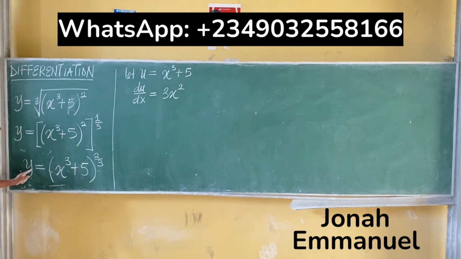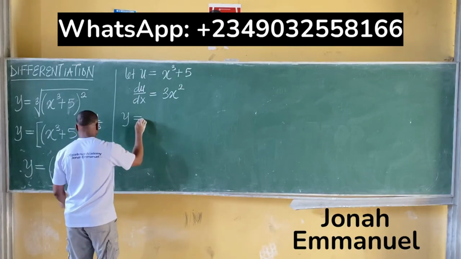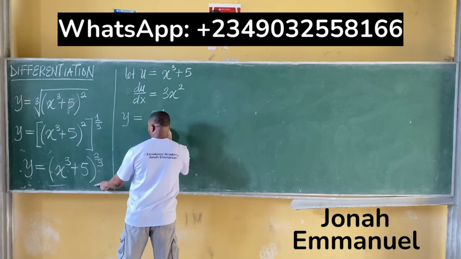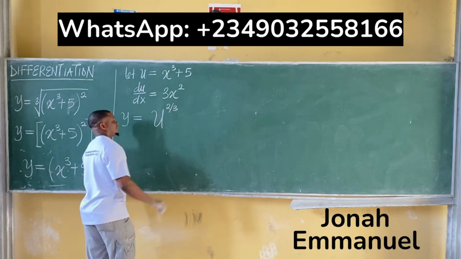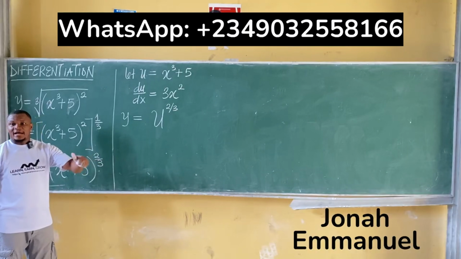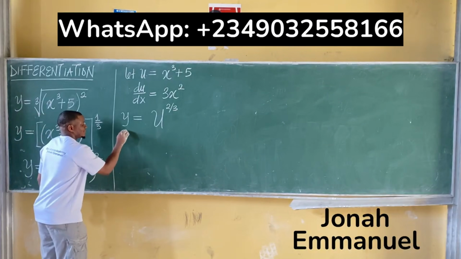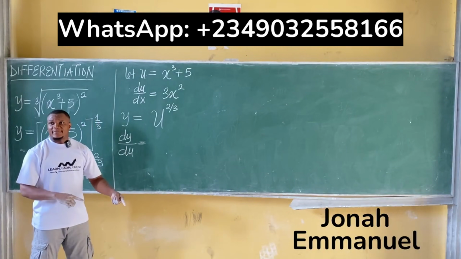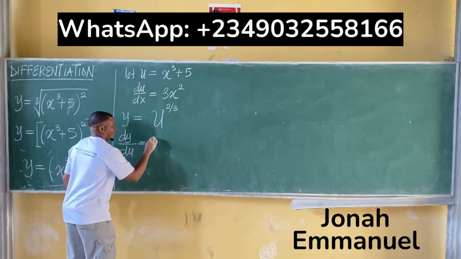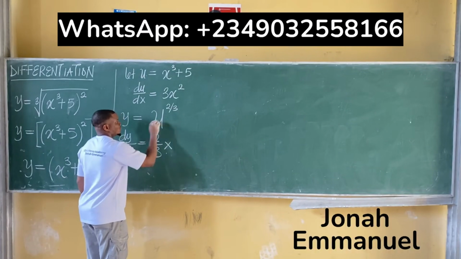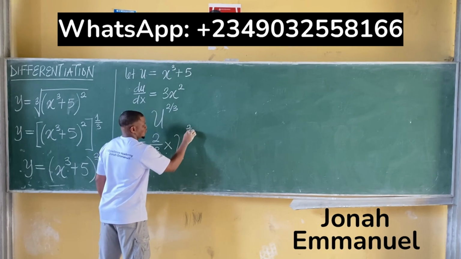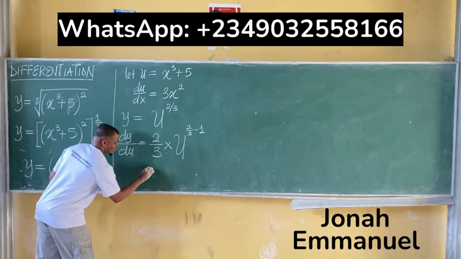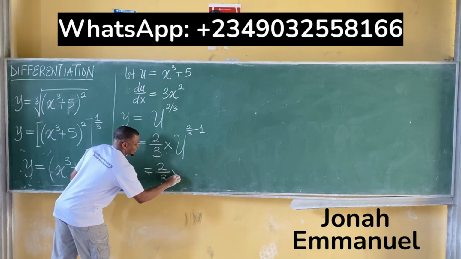Okay. Next up, y will be equal to u to the power 2 over 3. So my task here is to find dy/du. We'll have that dy/du is equal to, how do you get that? Multiply by the power, subtract 1. The power here is 2 over 3 times u to the power 2 over 3 minus 1. So this is equal to 2 over 3 times u.